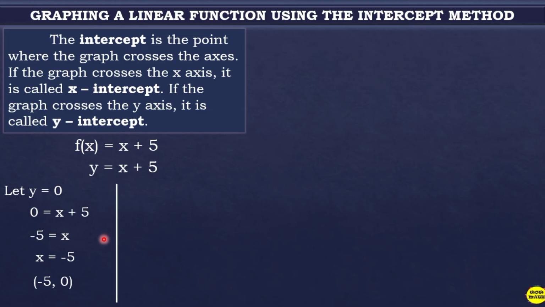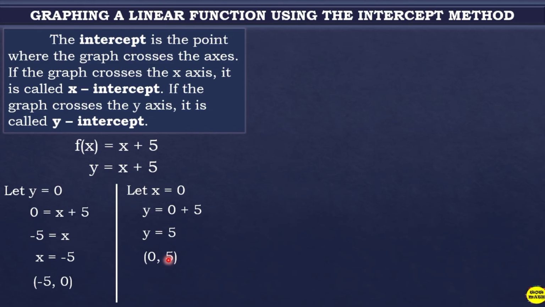Okay? And then next, let us solve for the y-intercept. So, we will let x is equal to 0. So, y is equal to x plus 5. So, yung x natin, gagawin natin 0. So, you will have y is equal to 5. So, therefore, this is our y-intercept. Pag pinlot natin ito, this is 0, 5. Okay? Kasi your x is 0, your y-intercept is 5. Okay? So, this is how we solve using the intercept method. So, ganito po ang gagawin kapag ang gusto nyong gamitin ay intercept method.